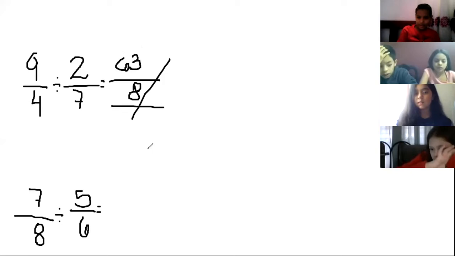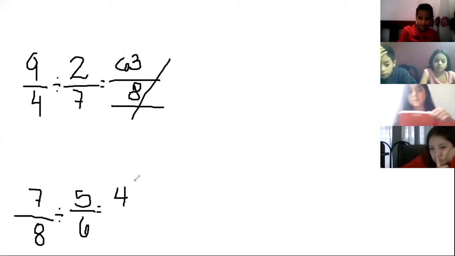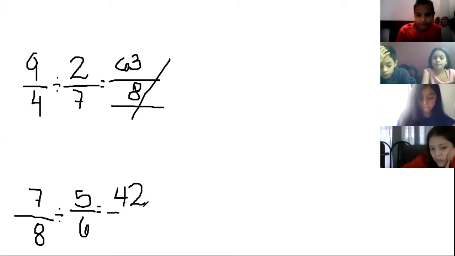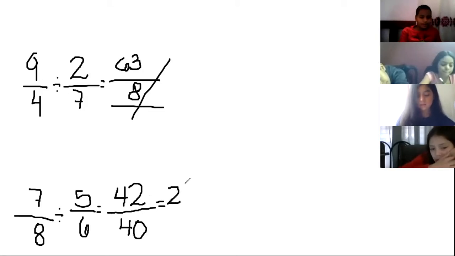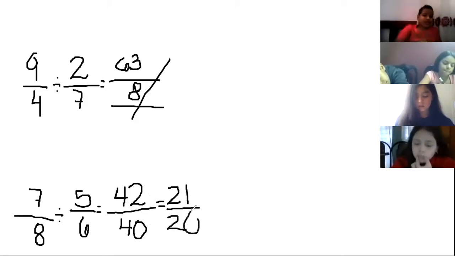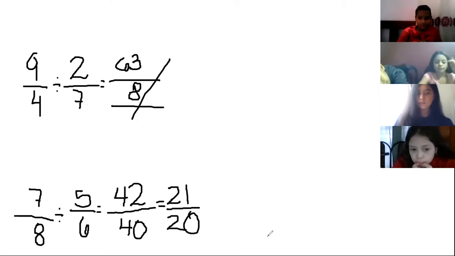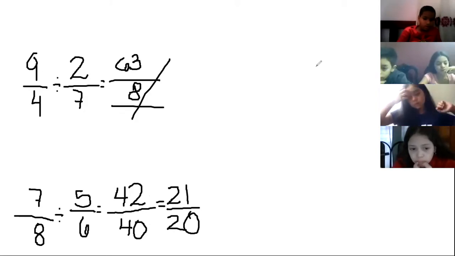The next one. 7 times 6 is equal to 42. 8 times 5 is 40. Can I simplify? Yes. Half and half. 21 over 20. And can I simplify? No, I can't.